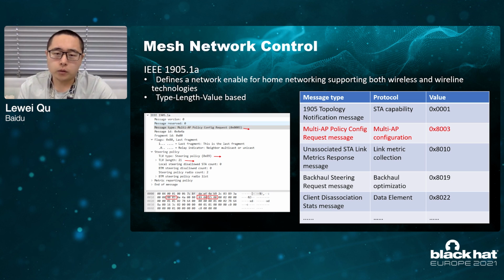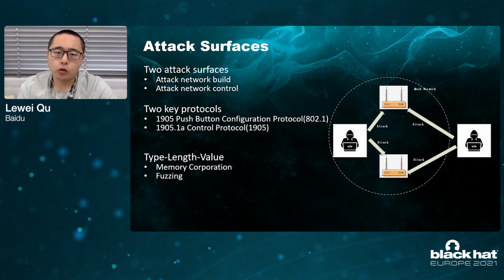Here, we list some of the protocols in EasyMesh and choose the type multi-AP policy config request as an example. The multi-AP policy config means some strategies in the steering policy of the mesh network. The command is 8003. We can know the type is 0x89 and the length is 21. The payload is shown in the picture on the left hand, so each packet in mesh network control is just like this. So we have shown the principles of mesh network build and control.